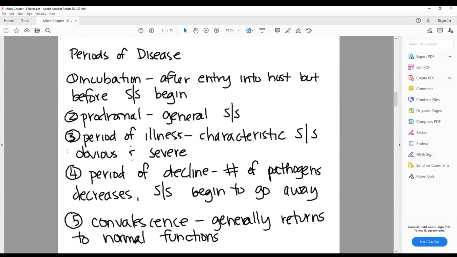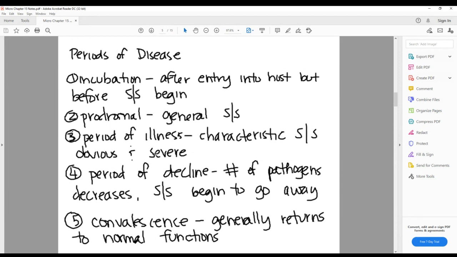And there's a really nice growth curve in your book. In 15.1, there is the growth curve. It's figure 15.3, and it shows the number of pathogen particles versus the severity of the signs and symptoms. So we first have the incubation period. This is from the time that we are infected, but before the signs and symptoms begin. Then we have the prodromal period, which is the general signs and symptoms.